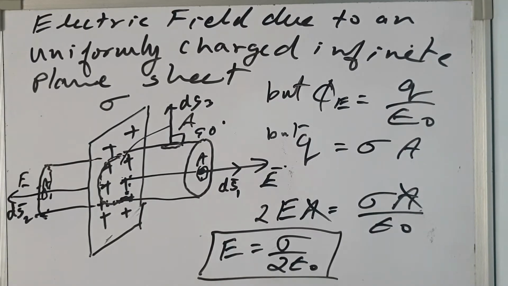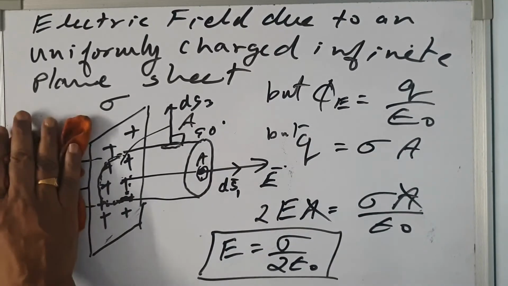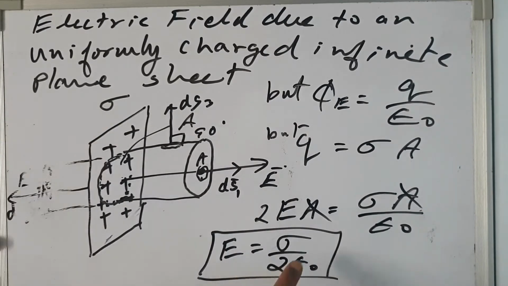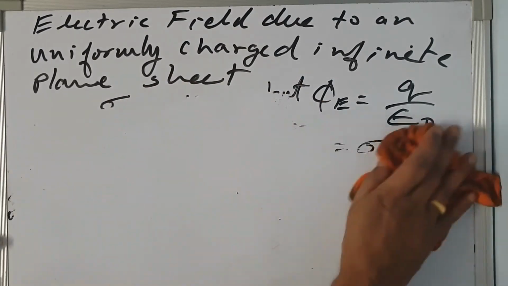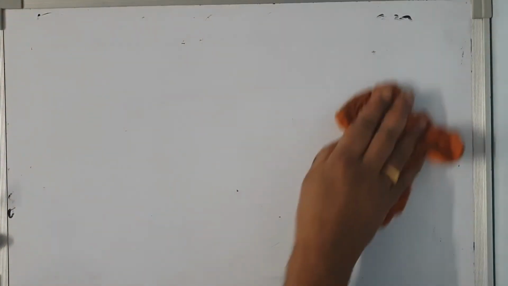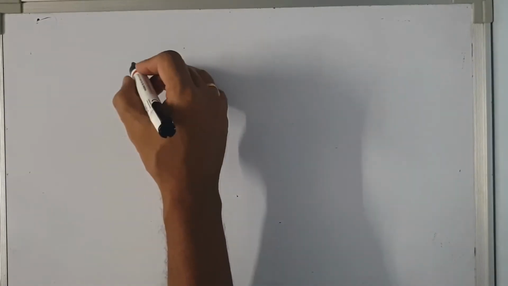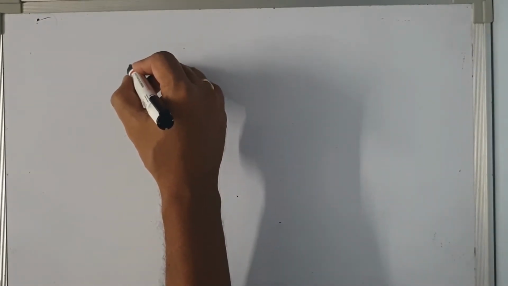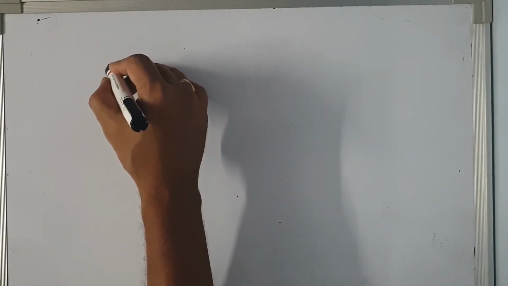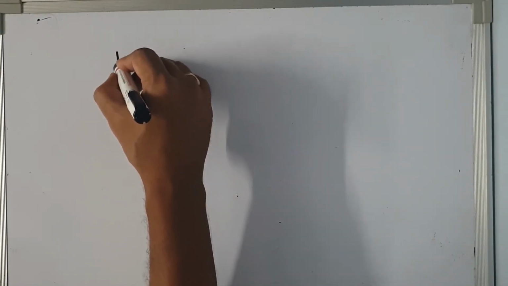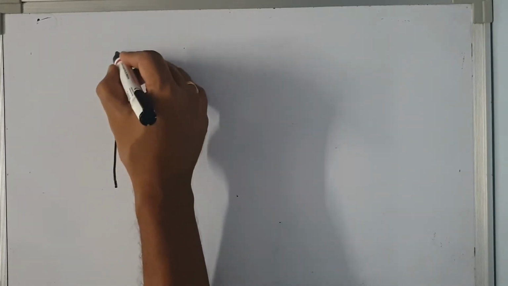Now let us take other cases. Remember this, E is equal to sigma upon 2 epsilon naught. Now we want to find the intensity of electric field due to two plane sheets of charges. Here, two parallel plane sheets of charges.